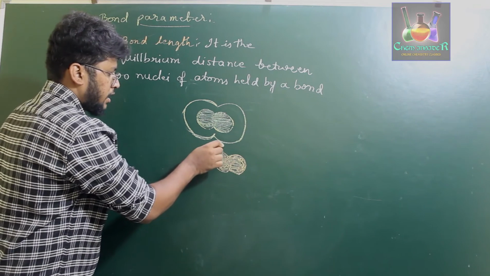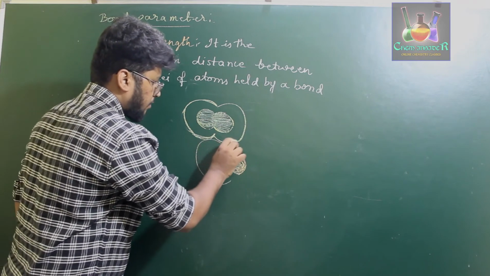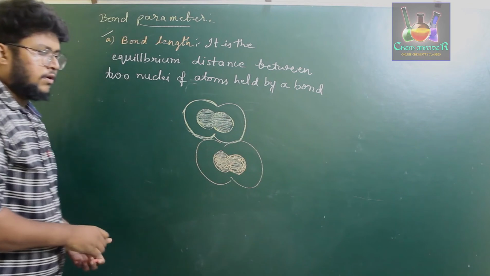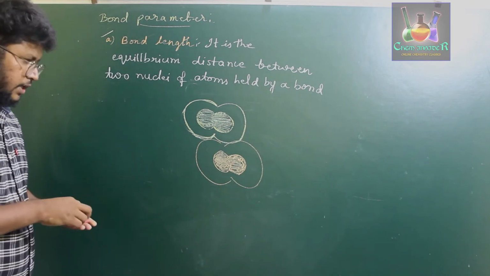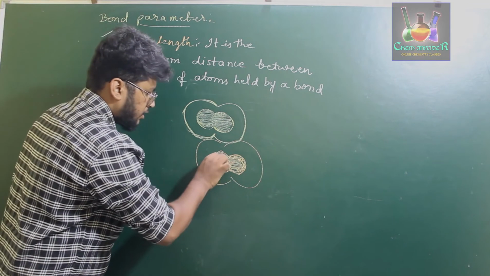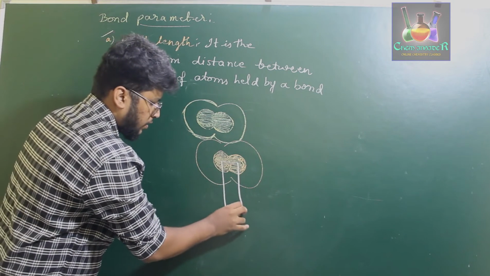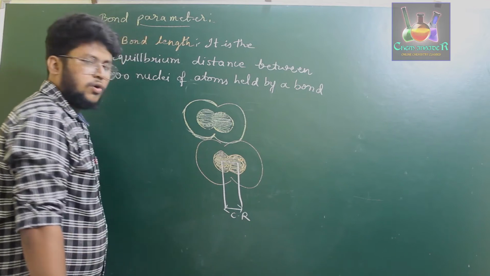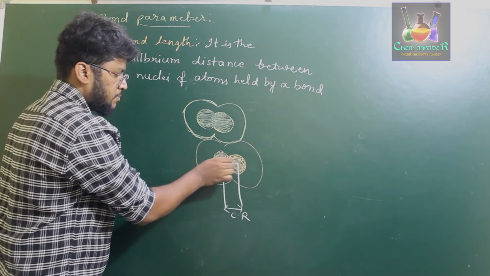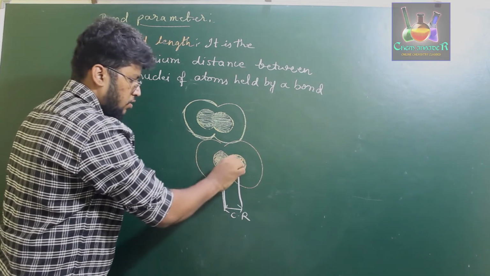Now, this has influence at this point and this point. Now, what does covalent radii mean? The covalent radii is nothing but the distance between the two nuclei. This is the covalent radii. This particular distance between the two nuclei is the covalent radii.